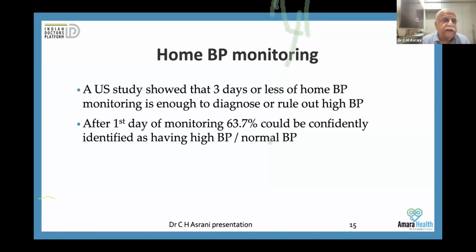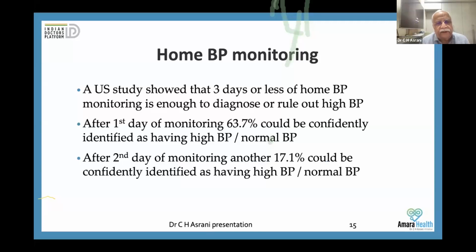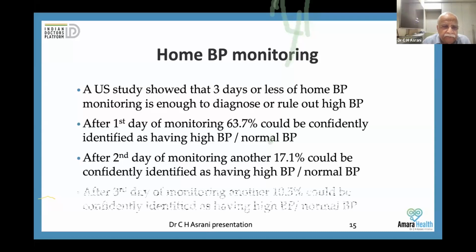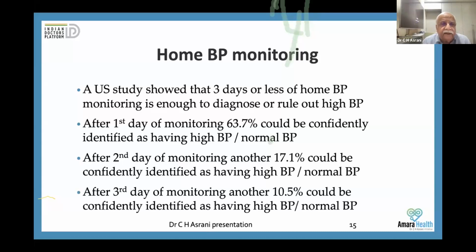Of course, you don't start treatment with one day reading only. After second day of monitoring, another 17.1% could be confidently identified as having high BP, that is around 80%. After third day, another 10.5% would be confidently identified. So you are able to identify 90% of patients. If you are a popular doctor, you have patients from far and wide, then they can't come to you every day for BP checkup. So you have to trust them.